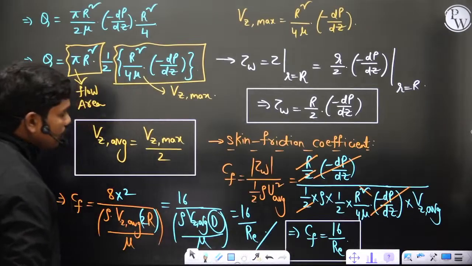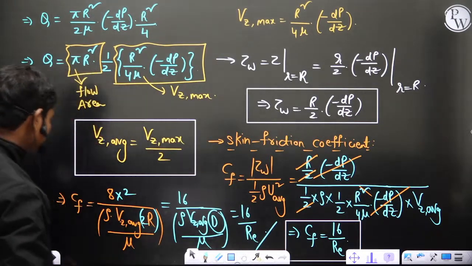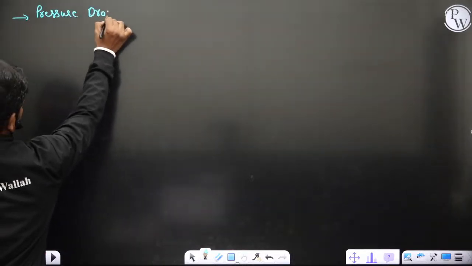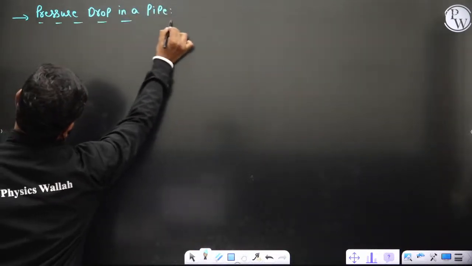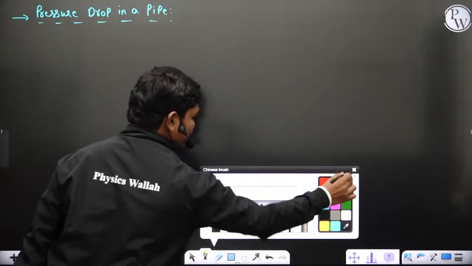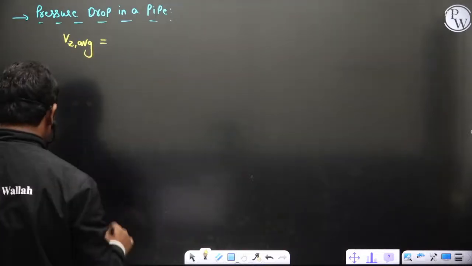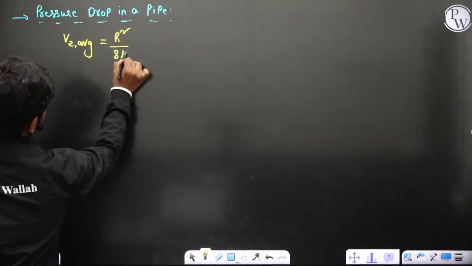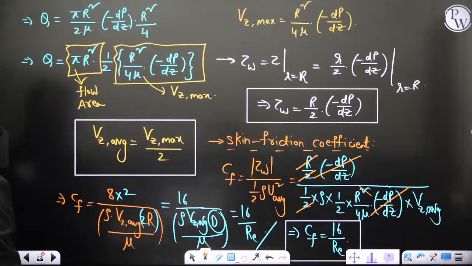Good. Now, so this is skin friction coefficient. Let us talk about pressure drop in a pipeline, which is a very important concept in all oil industries. Pressure drop in a pipe. Now let's see, Vz average, the average velocity, is equal to R square by 8 mu into minus dP by dz. Correct? This is what you have.